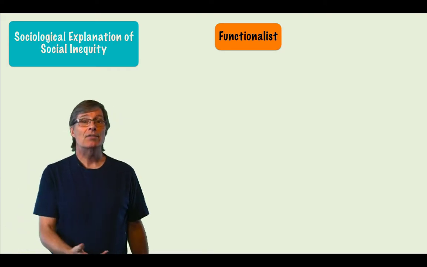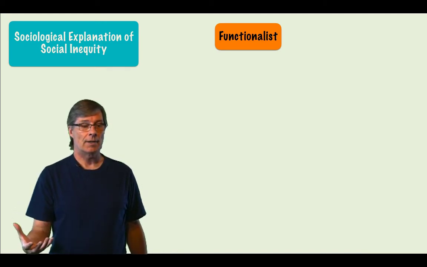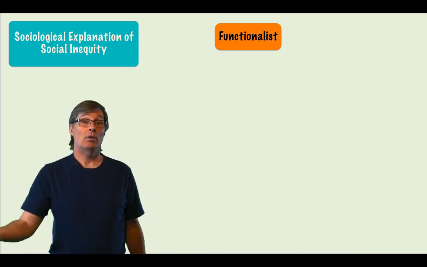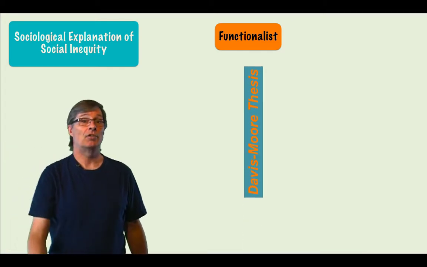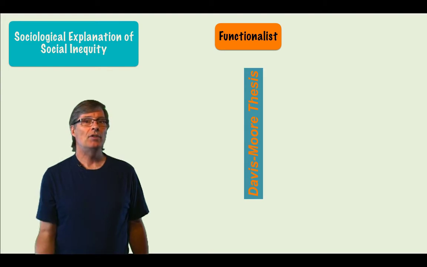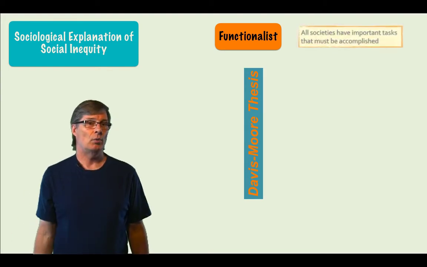So in this instance, poverty is a part of the overall experience that gives other people work to help them, which helps grow and develop society. The Davis-Moore thesis is the definitive functional explanation for social inequity.